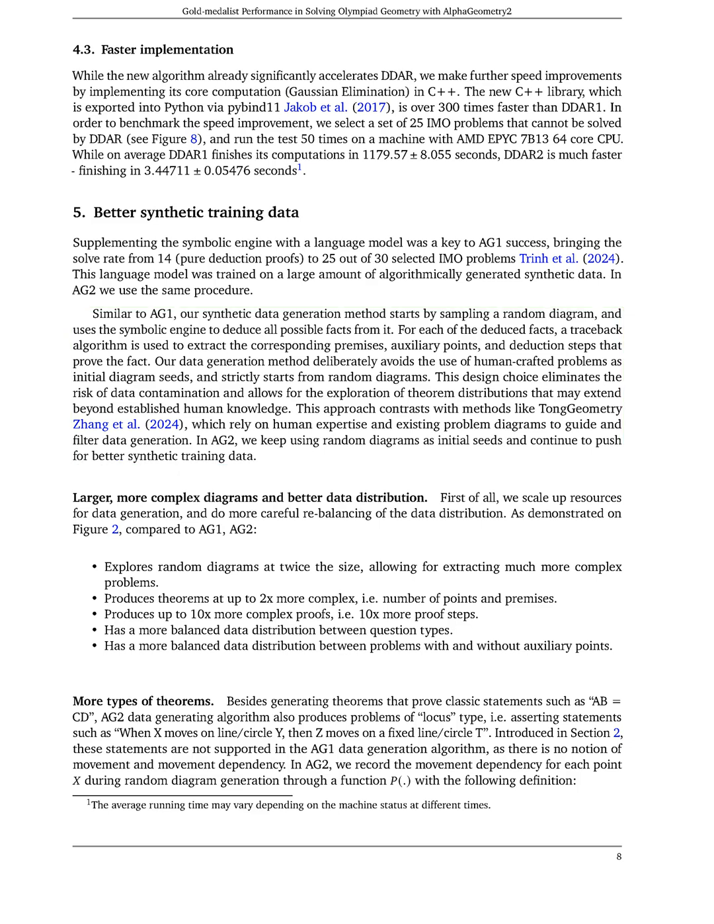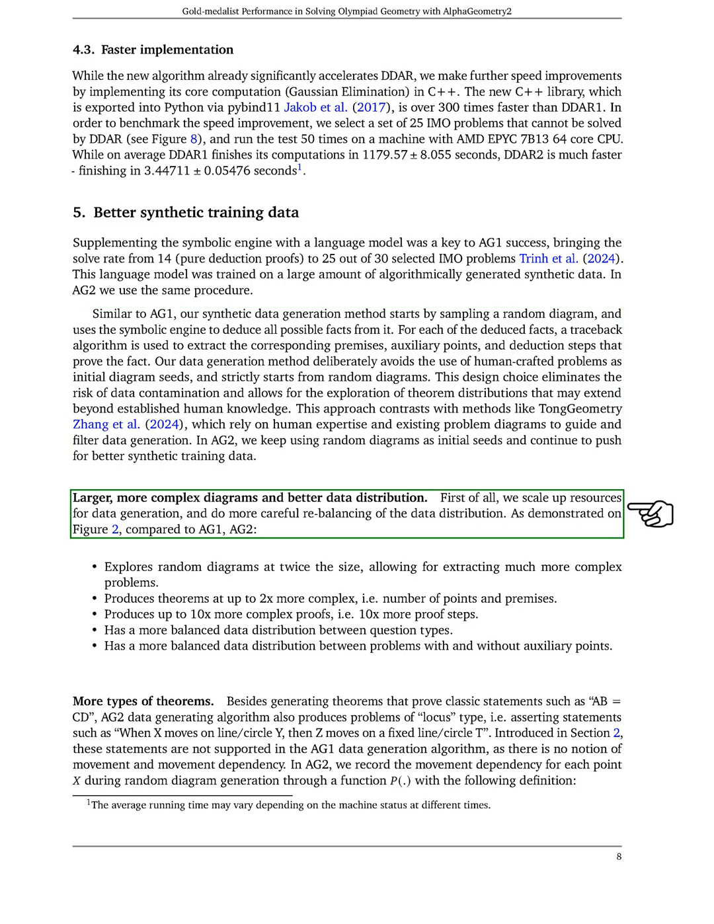Section Summary. In this section, we discuss enhancements made to the DDAR algorithm, including the introduction of DDAR2, which improves efficiency by optimizing the search for similar triangles and cyclic quadrilaterals, and implementing core computations in C++ for significant speed gains. We also emphasize the importance of generating synthetic training data from random diagrams to avoid contamination and expand theorem distributions beyond established knowledge. Section: Larger, more complex diagrams and better data distribution. In this section, we discuss our advancements in generating larger and more complex diagrams with improved data distribution.